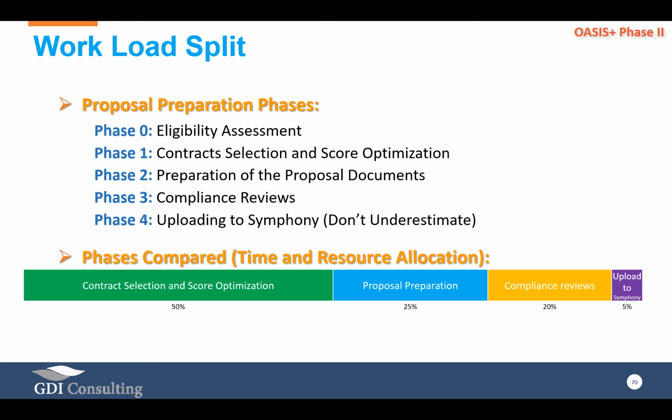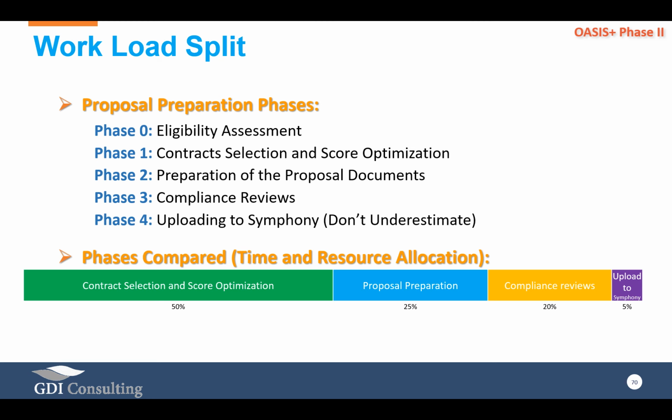That's essentially the proposal preparation, or we call it substantiation. Phase 3, compliance reviews. It's a phase by itself, important. And then phase 4, uploading to Symphony. Symphony is the government's portal. Don't underestimate this. It usually takes 2 or 3 days. It's not a copy paste.